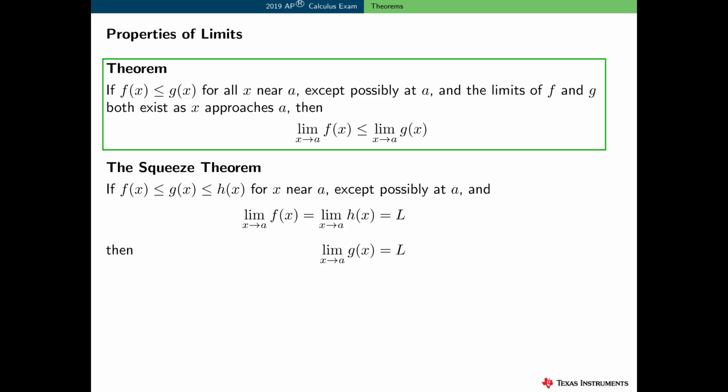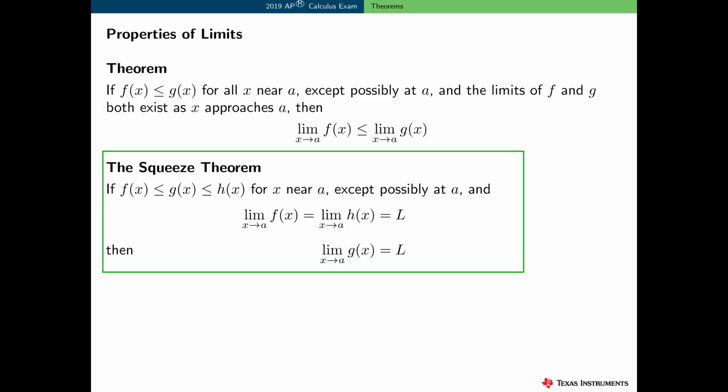Here's the formal statement. If f of x is less than or equal to g of x for all x near a except possibly at a, and the limits of f and g both exist as x approaches a, then the limit as x goes to a of f of x is less than or equal to the limit as x goes to a of g of x.